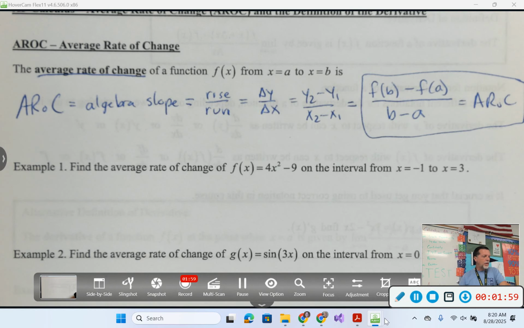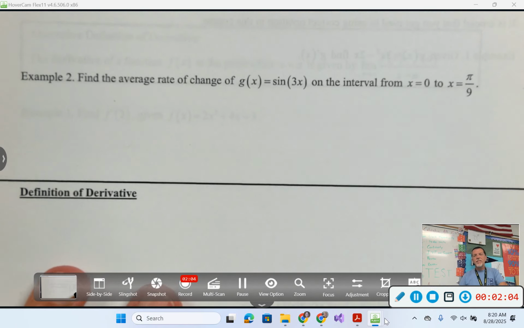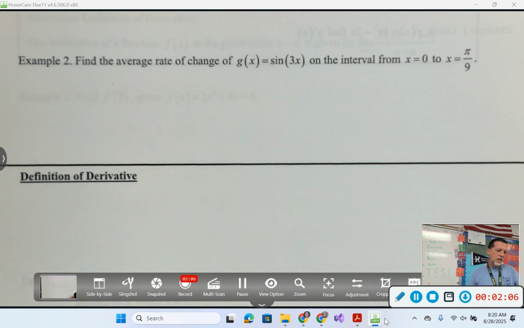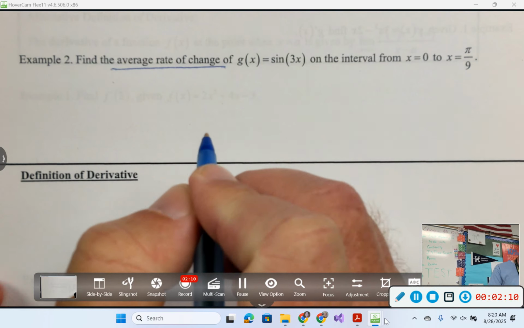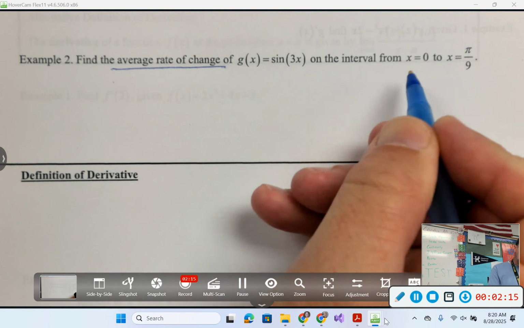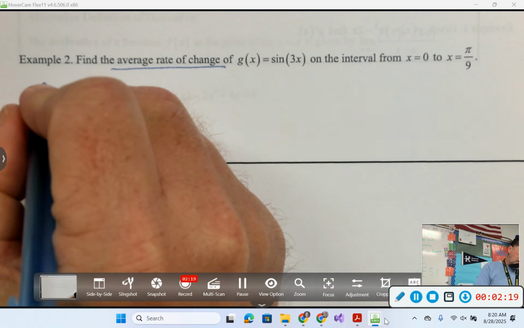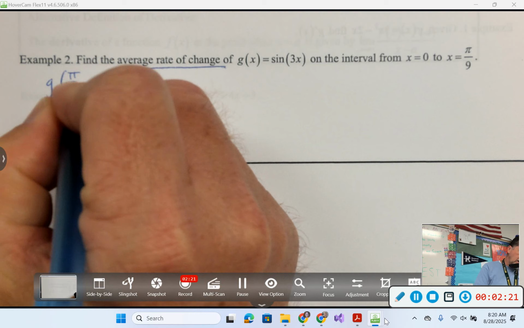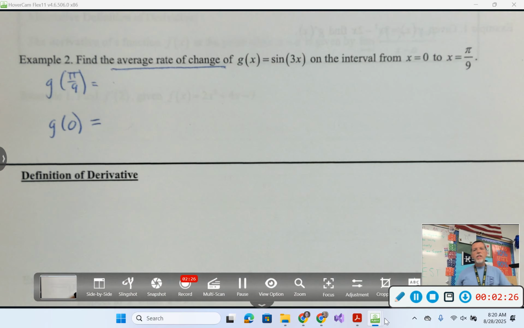I don't think we need to do 2 examples of this, so let's do the second example, since it's got trig stuff in there. Find the average rate of change, so change in y over change in x, of g of x equals sine of 3x from 0 to pi over 9. Okay, so I need g of pi over 9, and I'll need g of 0, and then I'll put those in the equation. Then I can do y2 minus y1 over x2 minus x1.